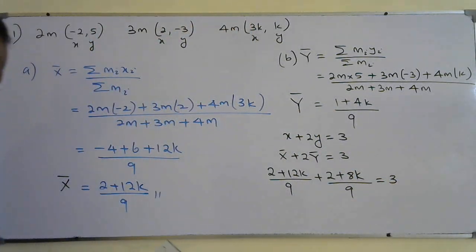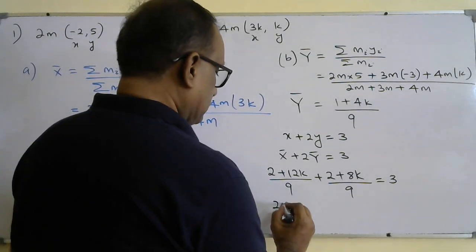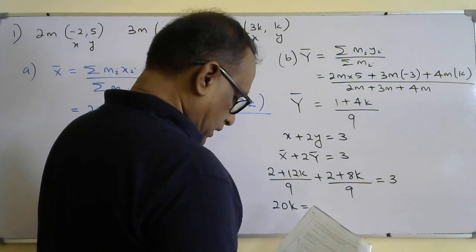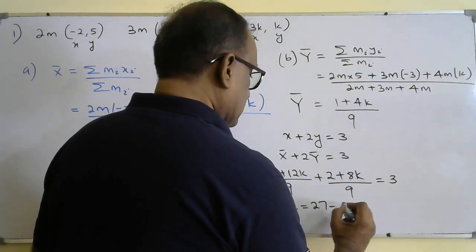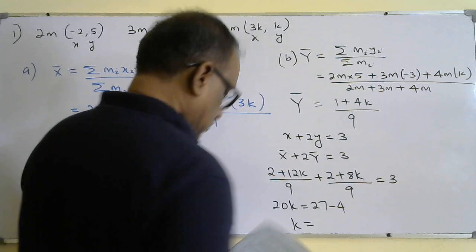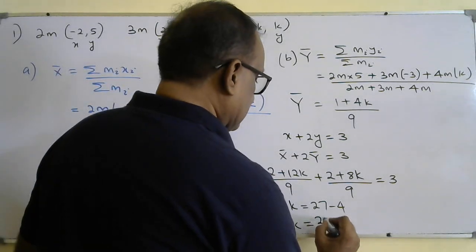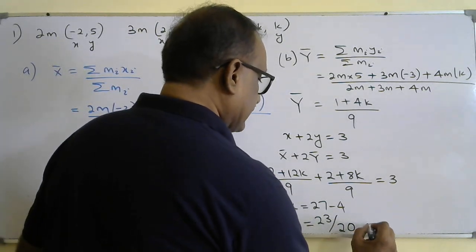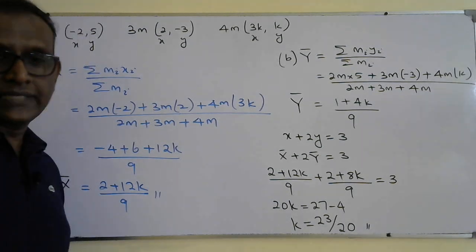Okay, solve it to find k. You will get 20k equals 27 minus 4. So k will be equal to 23 over 20. The question is to find k, 23 over 20. That's the answer.